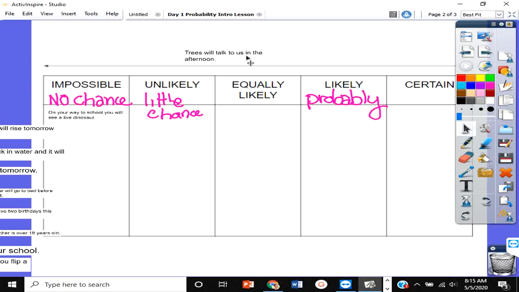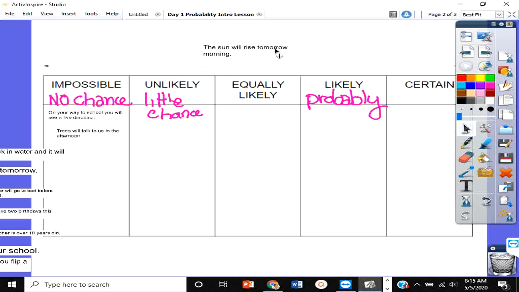Let's take another look at this statement. Trees will talk to us in the afternoon. Well, I know that trees don't talk. They don't have the ability to talk. So there is no chance that trees will talk to me this afternoon. So I'm going to put it under impossible.